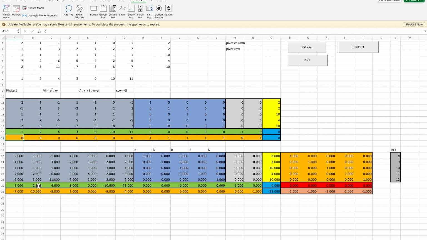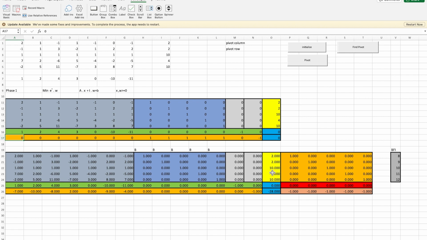Note that in phase 1, we really don't need this row 25. We need that in phase 2. But we keep a copy of it. So now that's my program.